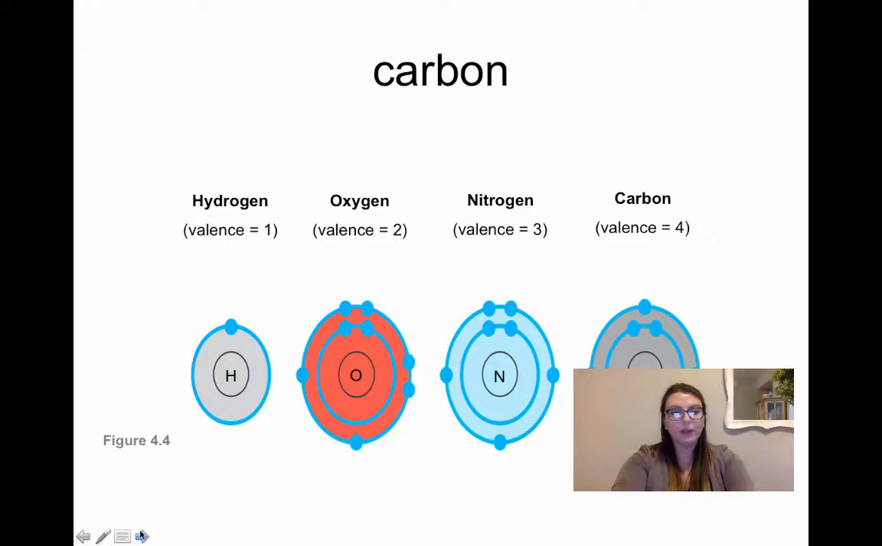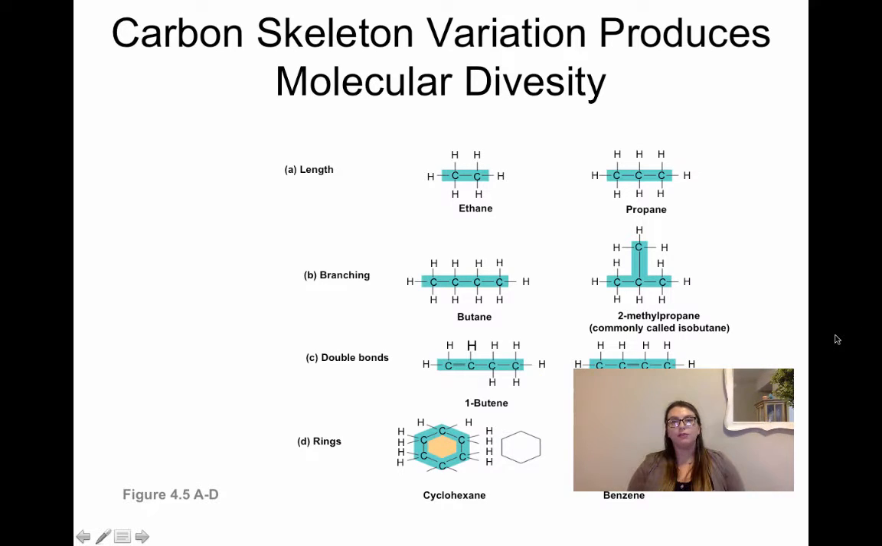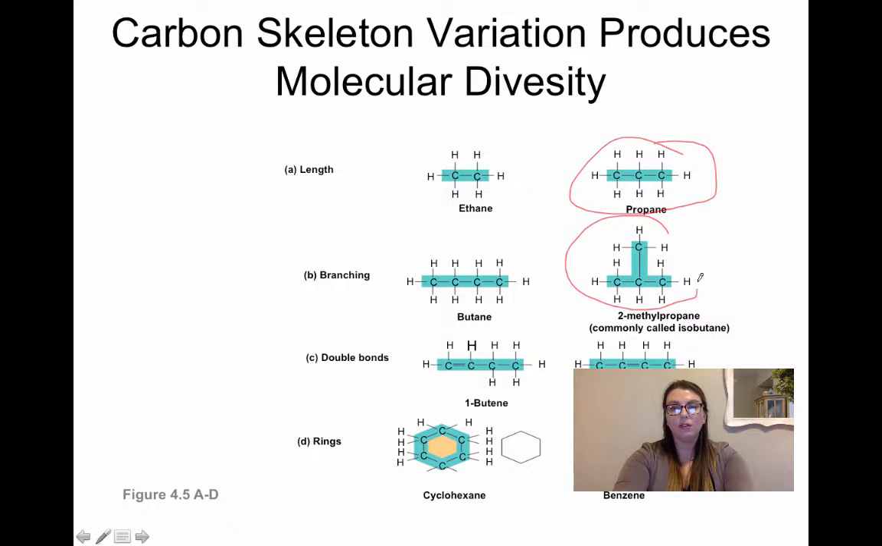So with our carbon, we know that we have those 4 valence electrons in that outermost shell, so we can form 4 very strong covalent bonds, as you see here in the outer shell. So carbon skeleton variation produces molecular diversity, and they can be made 4 different ways. They can be made linearly, as you see here. They can be branching. You can also have double bonds. And these are really strong.